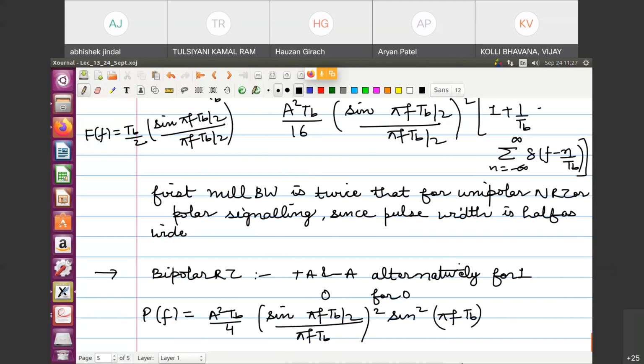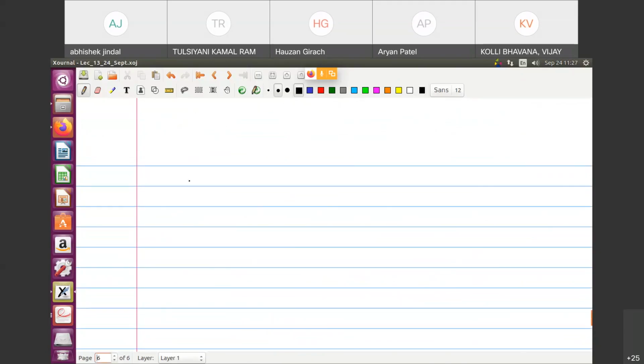And finally is Manchester. Let me just write it down. Manchester NRZ. So this is the last line code which we studied, Manchester NRZ. Okay. Here the pulse shape. So this is very important.